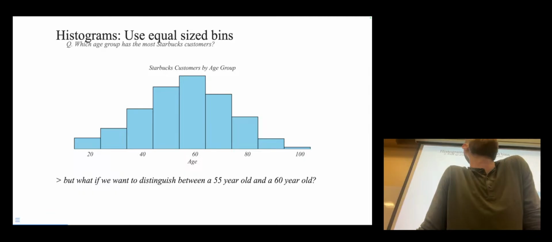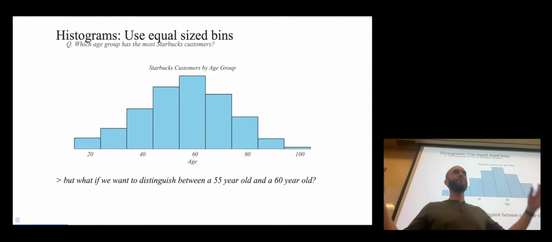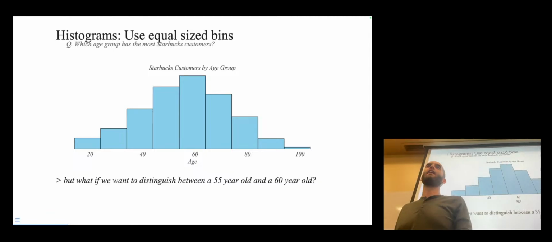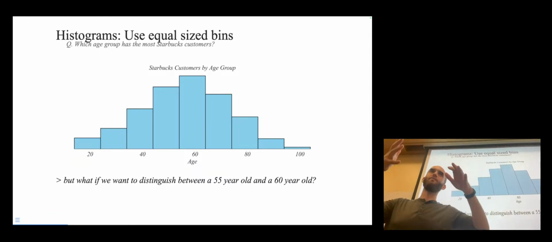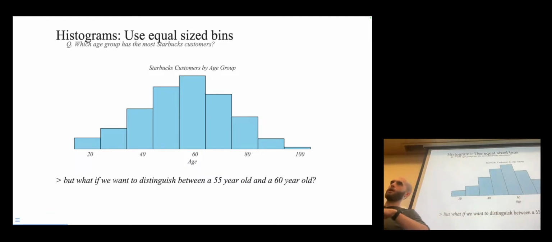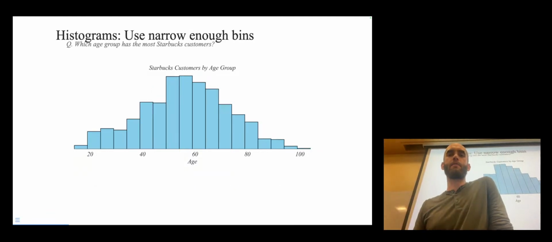Yeah. Yeah, remind me of your name? Jake. So Jake is saying, let's just make the bins smaller. So what a histogram is doing is just counting the number of observations that fall in the bin, and then creating a bar chart for each one of these bins. So one thing we could do, as Jake is recommending, is just make narrower bins.